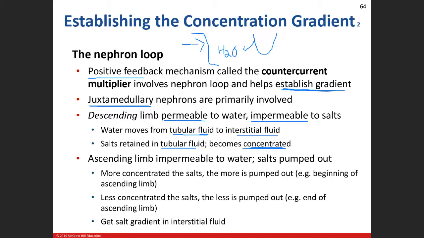Now, the ascending limb, that's the part of the loop that goes upwards. Again, put this into your memory. We're just going to flip it. That part becomes impermeable to water. Salts get pumped out. They leave. So the salts leave, water stays. What does that mean to the tubular fluid there? Does that become more concentrated or less concentrated? That's right, less. It's getting more diluted because water stays in. It doesn't go anywhere. Salt leaves, so more water is left behind, so it becomes more diluted.